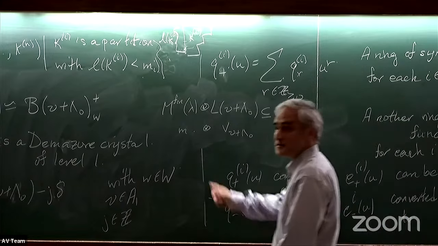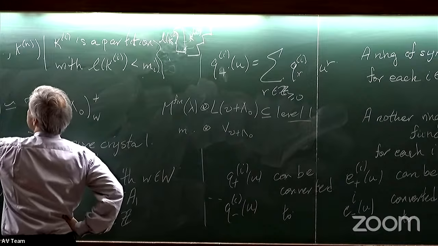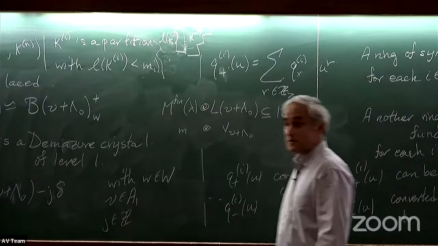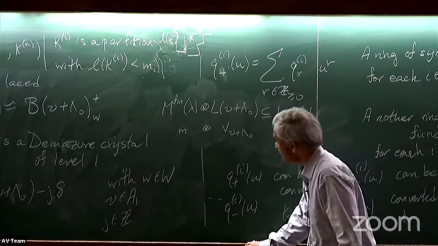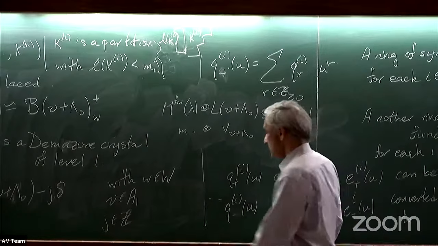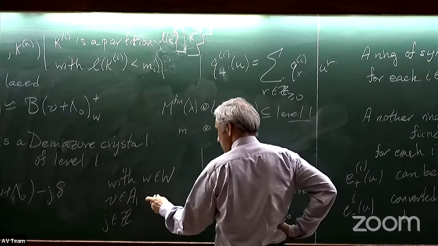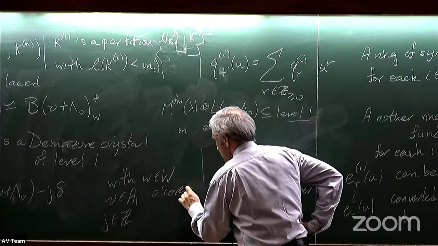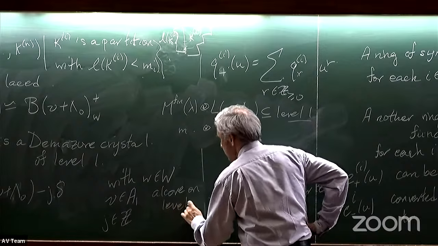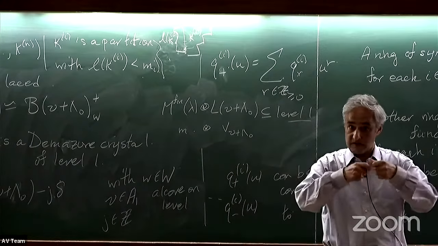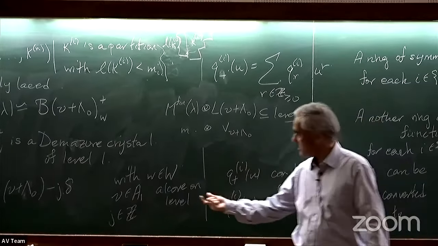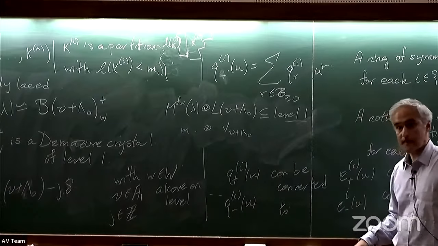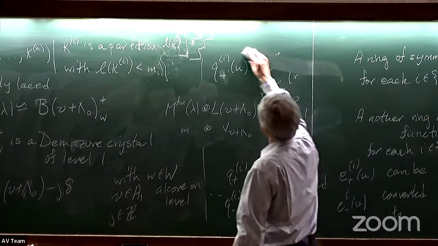In the simply laced case, it's okay. So let's put simply laced. So that gives me the A1, the alcove on level 1. When we took W orbits, we took representatives of the W orbits. These are the representatives of the W orbits that we chose on level 1. Okay, wonderful.